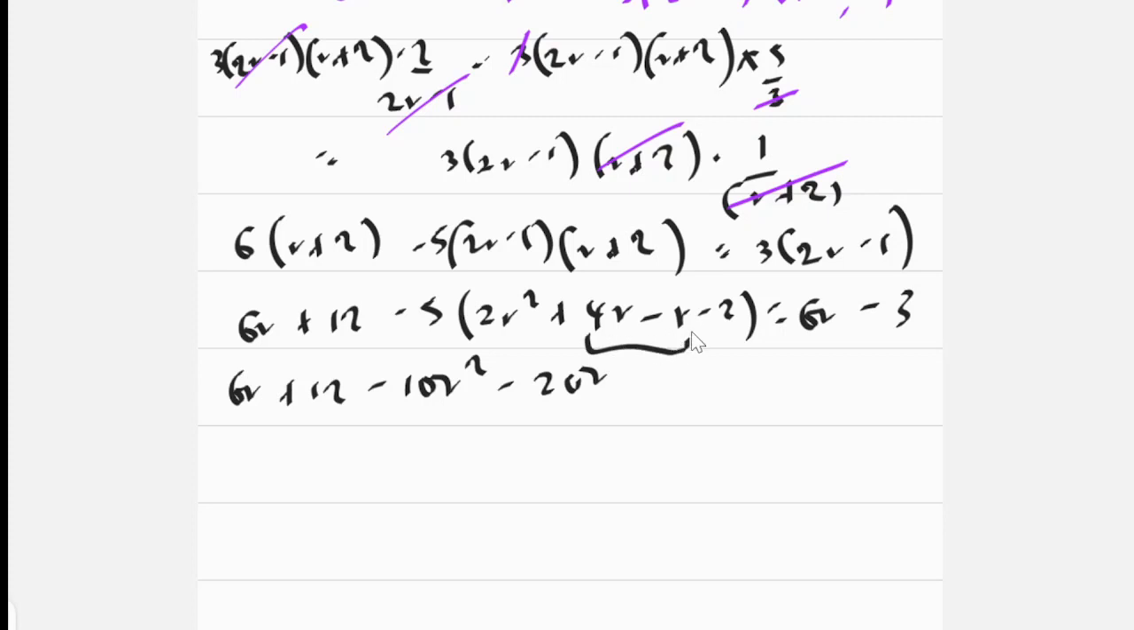So that will give me 3r. So let me just do it like that. That will now give me minus 15r. I hope you understand. Then plus 10. I hope you understand how it is plus. Minus times minus will give me plus 6r minus 3.